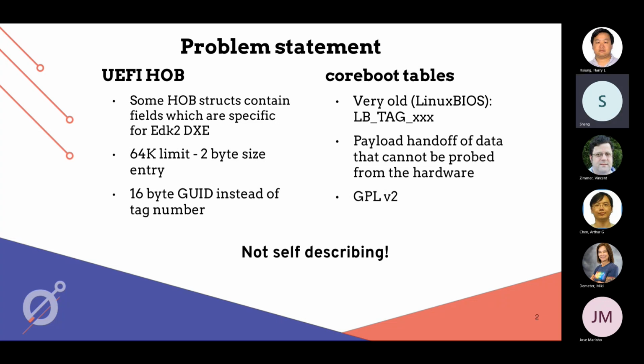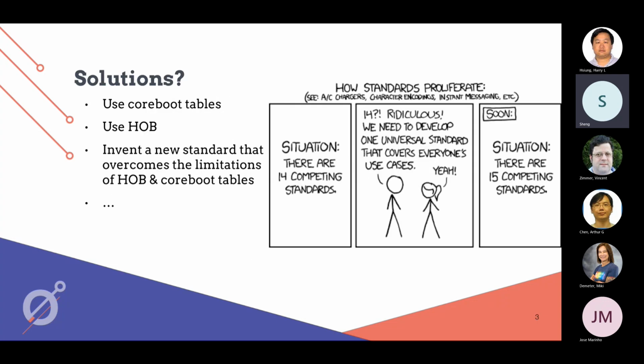And how we ended up with this initiative is because we want to find a solution, a handoff that can be generic and self-describing, but both the EDK2 HOB and the coreboot tables don't fit these two scenarios. Yeah, I'll go to the next slide. So the solutions, right, are easy. Either use coreboot tables, or use HOB, or we can also invent a new standard that overcomes the limitations of HOB and coreboot tables, which is how we came to here today.